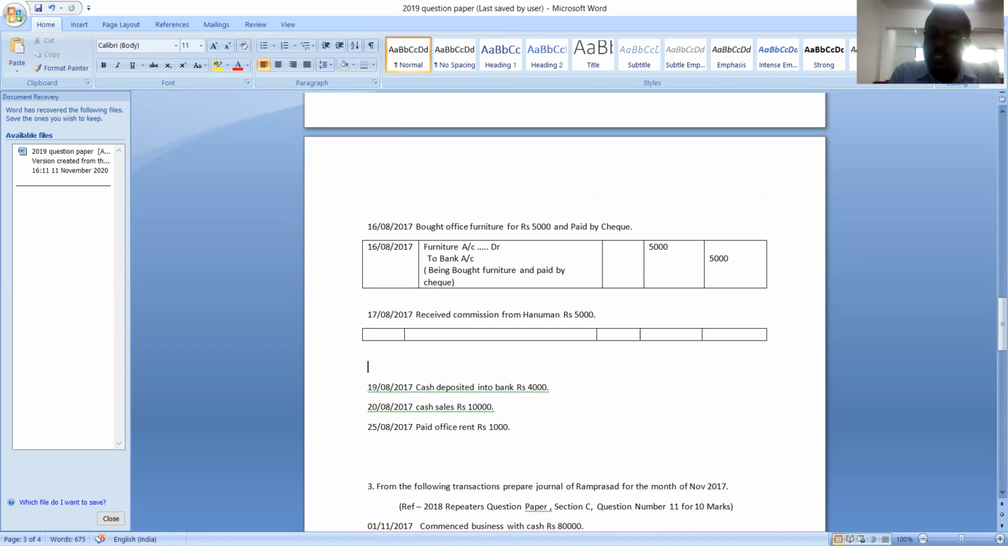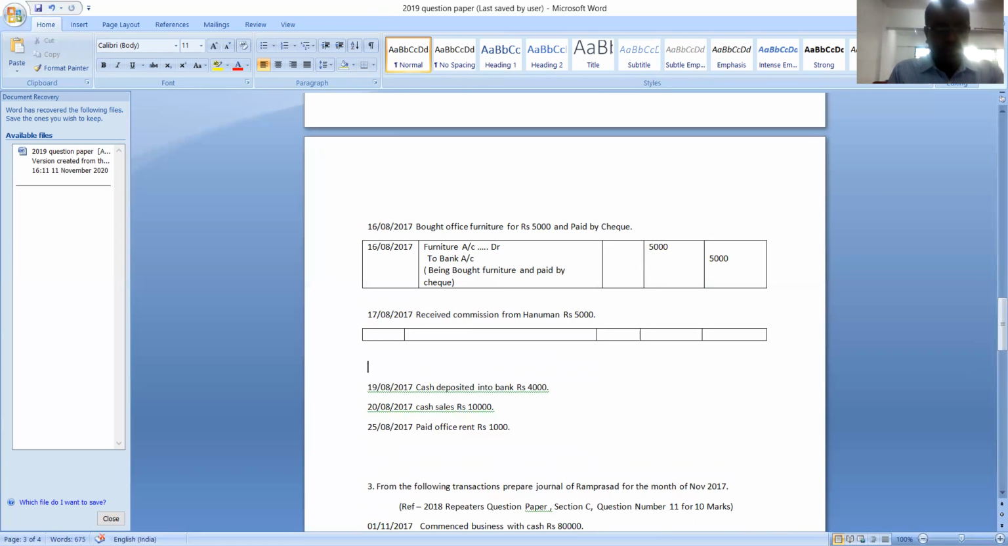Understood. Here, received commission from Hanuman. Received in the sense you are receiving it in the form of cash. And what you are receiving? You are receiving commission. Hanuman is not a matter here. See here, usually cause will be the matter. From whom you are receiving commission is not important. What you are receiving is important. What you are receiving? Commission, not Hanuman.